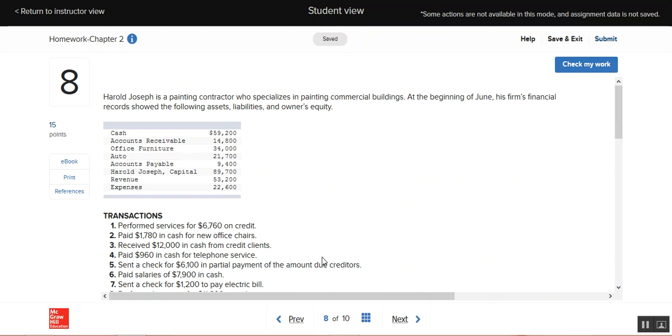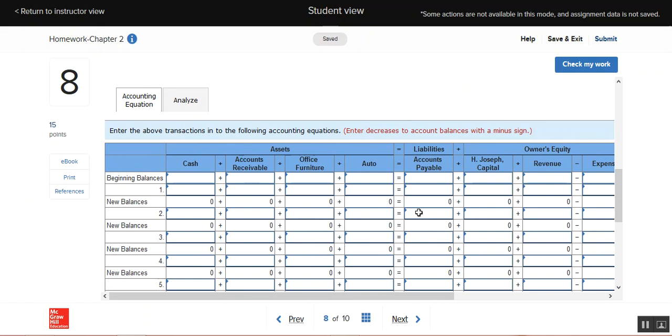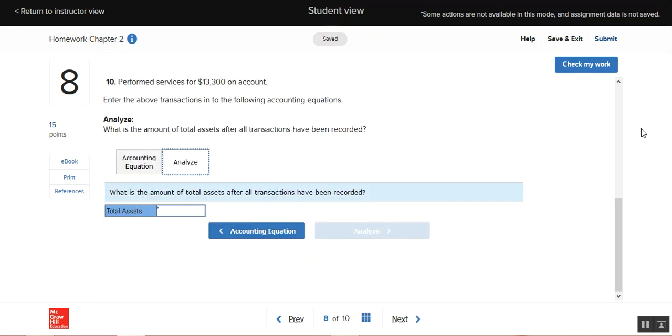So this says Harold Joseph is a painting contractor who specializes in painting commercial buildings. He's got some financial records and some transactions that they're giving us. And then one of those lovely charts that we all love. And this one's pretty large, so that's kind of why I wanted to look at this one. And then we've got an analyze part in the other tab.